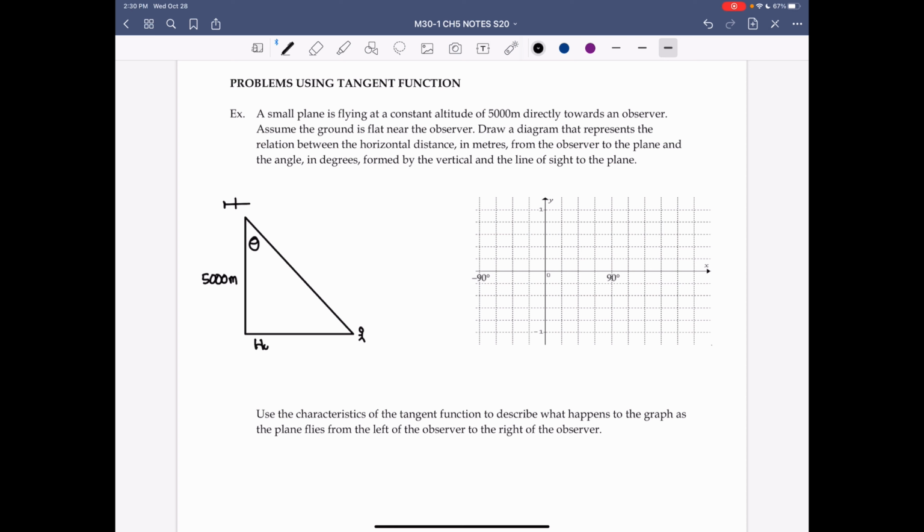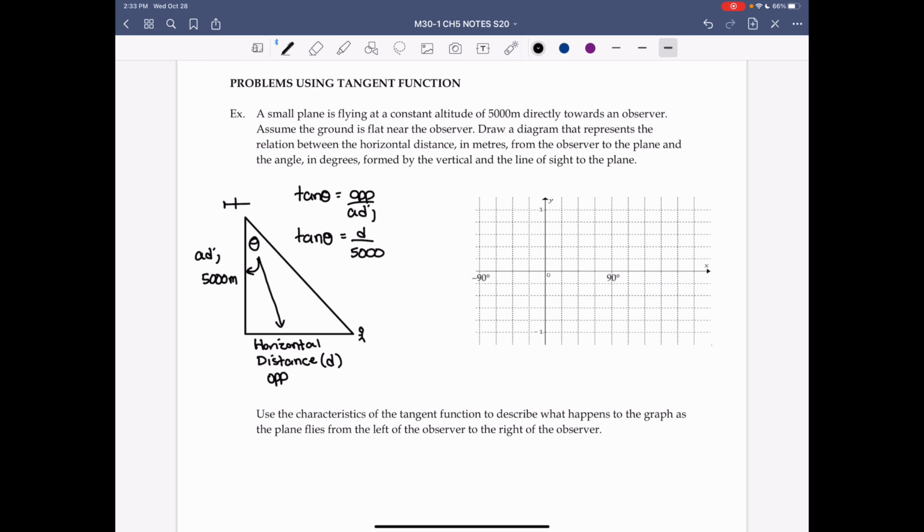This is our horizontal distance. Which would be the side opposite. And then 5,000 would be our adjacent side. So tan of theta equals opposite over adjacent. Then tan of theta would equal, we'll call the horizontal distance d, so d over the adjacent side, which we know is 5,000.